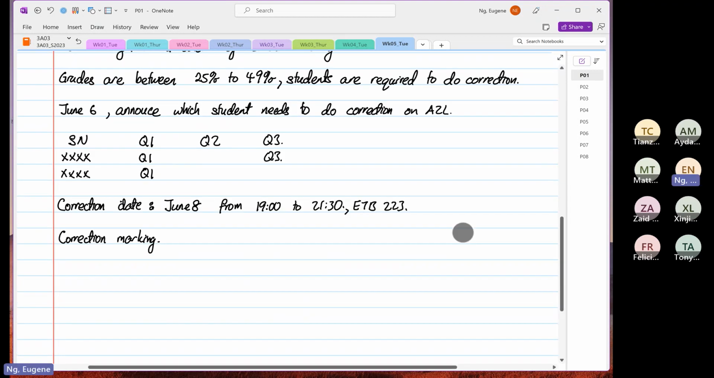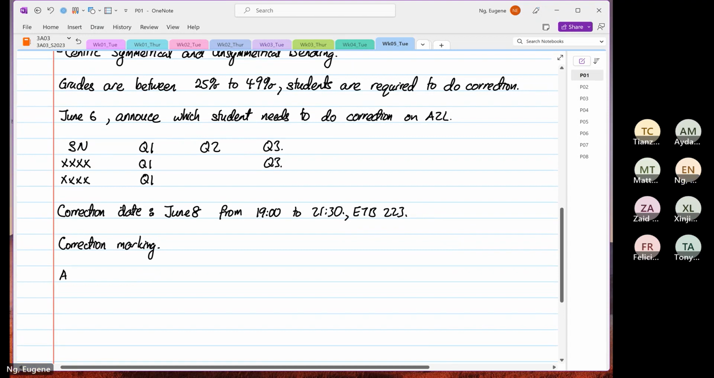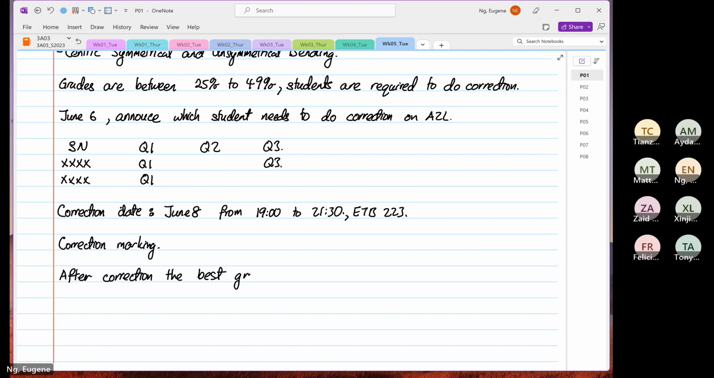Okay, before I go on, after you do the correction, the best grade attainable is 50%. So your grade, for example, is 35. If you do all the correction correctly, the best grade you can get is 50%. So how do we mark your correction?